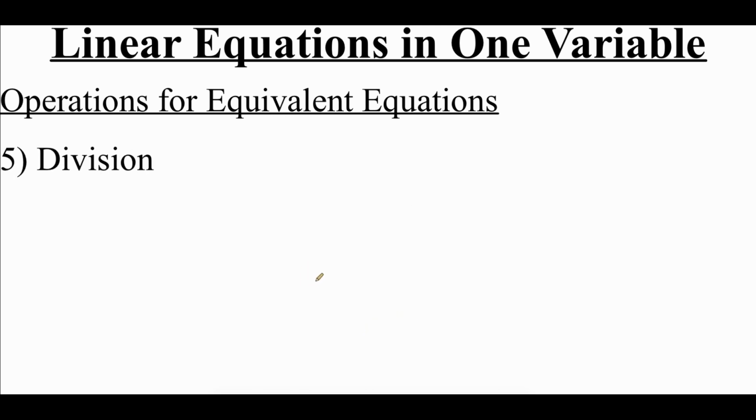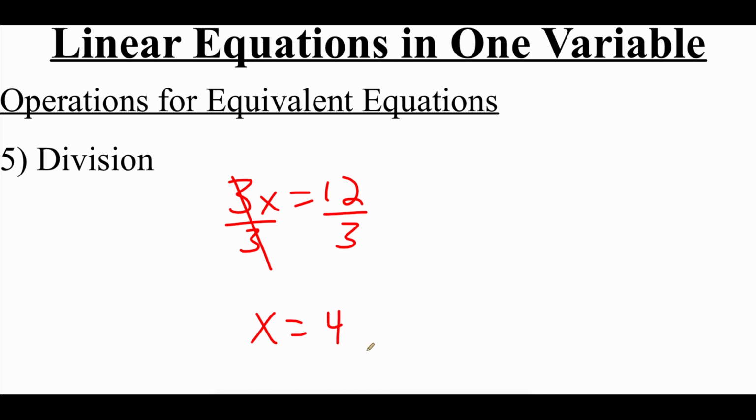The last operation that we've got is division. So if we had something like 3x equals 12. There's no operation written between the 3 and the x which implies multiplication. In order to get rid of the times 3, we are going to have to divide by 3. And whatever we do to one side, we also have to do to the other side. On the left-hand side, those 3's cancel each other out, so we get x equals. And on the right-hand side, 12 divided by 3 is 4.